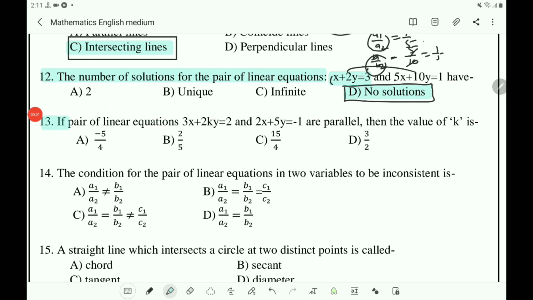Now you take question number 13. If pair of linear equations 3x plus 2ky equals 2 and 2x plus 5y equals minus 1 are parallel, then the value of k.